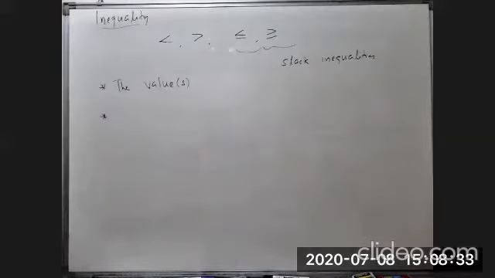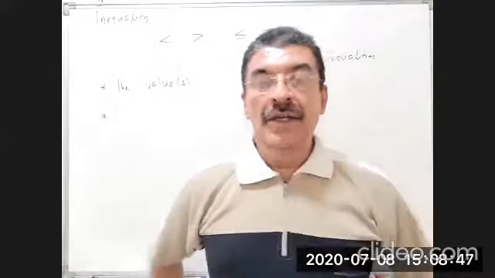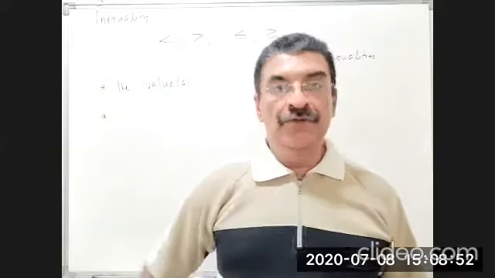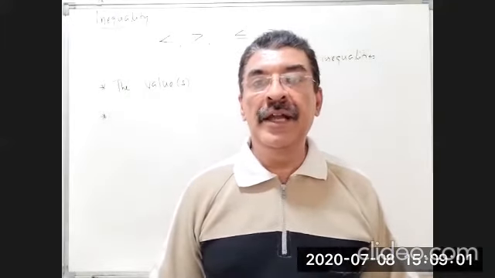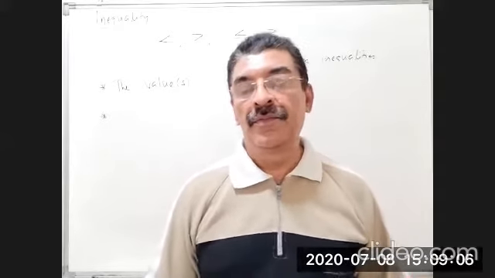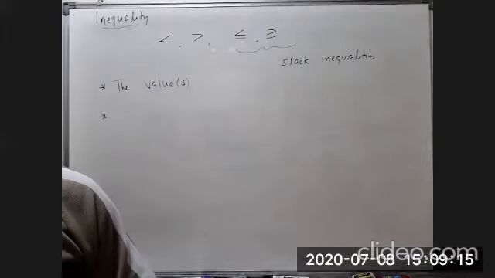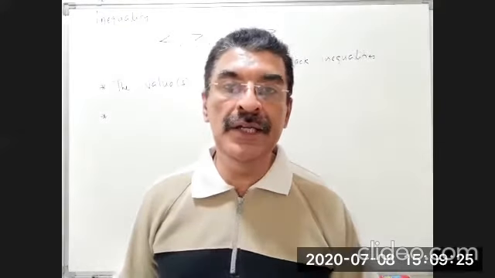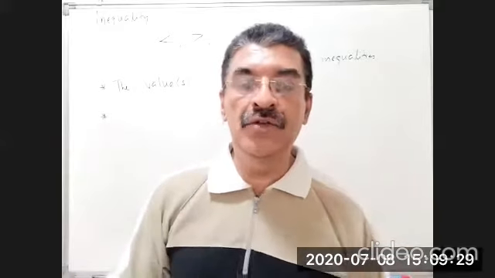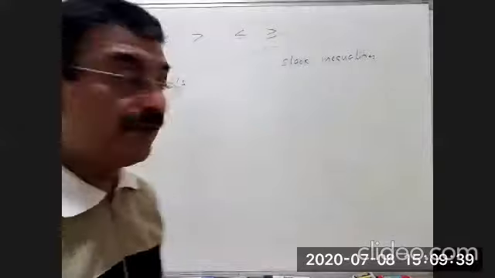Next point, which we also discussed earlier in sets. If both sides of an inequality are multiplied or divided by a negative number, then the inequality is reversed. This we learned in sets also.